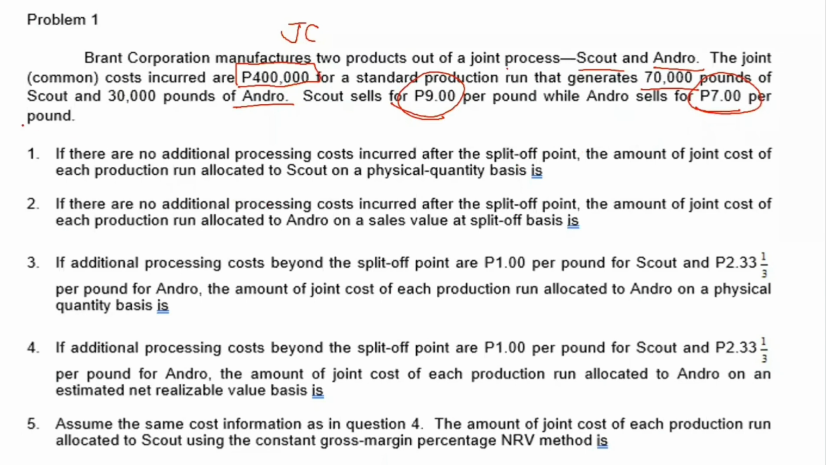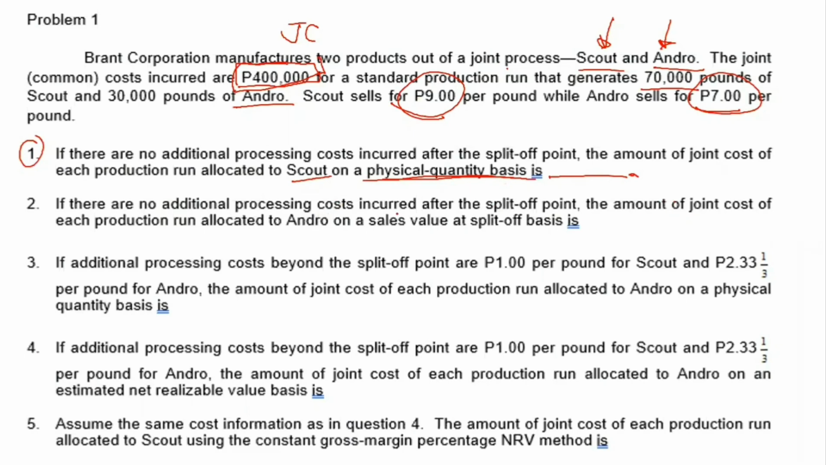So first scenario, ang tanong, if there are no additional processing costs incurred after the split-off point, the amount of joint cost of each product run allocated to Scout on a physical quantity basis is blank. Kumbaga, itong joint cost natin 400,000, hindi naman natin alam exactly magkano kay Scout, magkano kay Andro. So we will just estimate kung magkano yung joint cost na ma-allocate sa kanila. Pero ang sabi sa number 1, ang gamitin natin ay physical quantity basis. Sabi sa number 2, no additional processing cost, meaning at split-off point, mabibenta na natin yan.